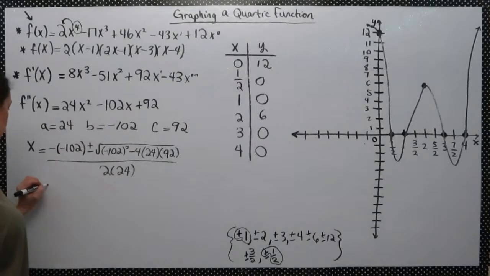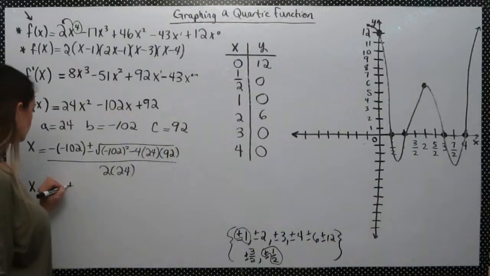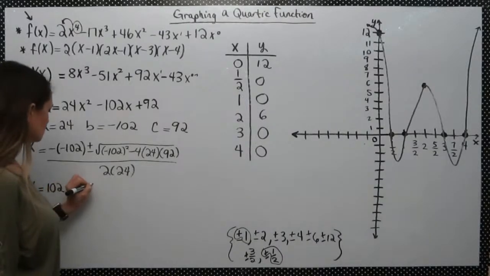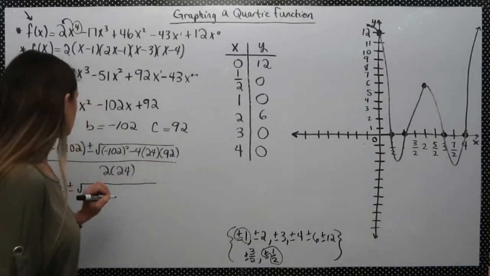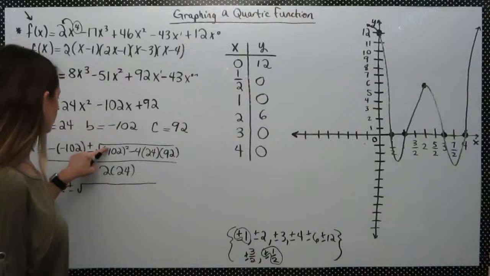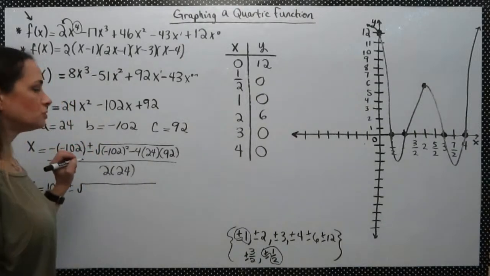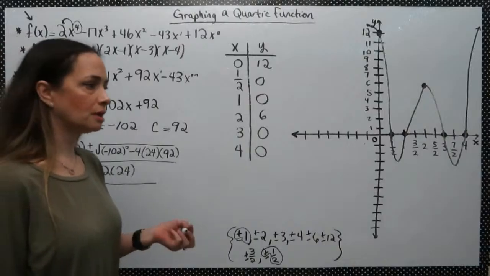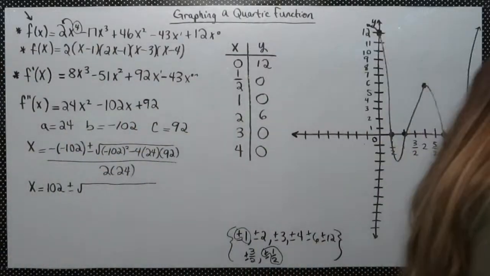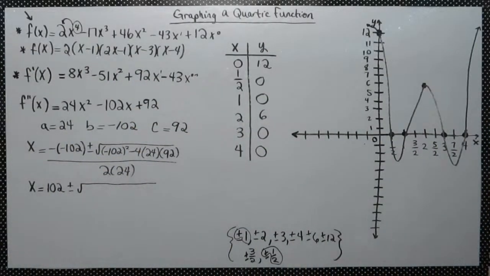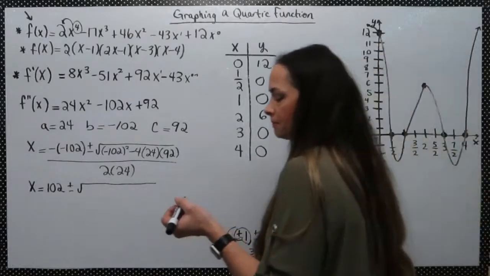So that's positive 102 minus the square root, and then 102 squared. When you square a negative, you're going to get a positive. And then I just have to figure out what 102 squared is. That is 10,404.